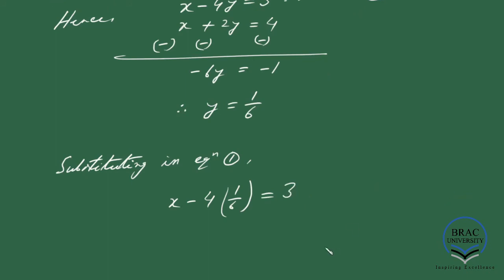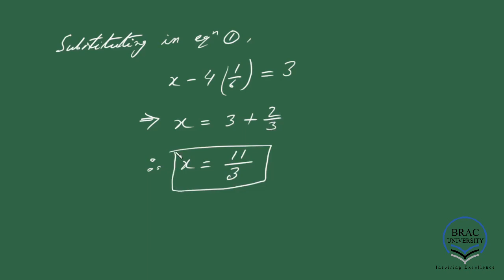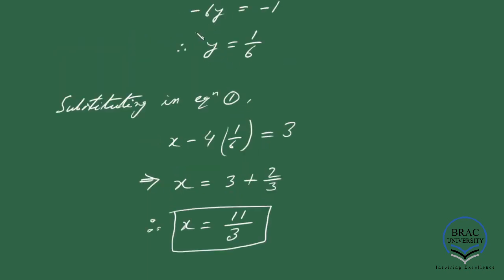Okay. Now if you take this term over to the other side, then you can write x is going to be 3, and this becomes plus on the other side, and 4 over 6 can be written as 2 over 3. Therefore the x value is going to be 3 times 3, 9, plus 2 is 11, so it's going to be 11 over 3. So this is the x value, and we found that this is the y value. So we have found a unique x value and unique y value.